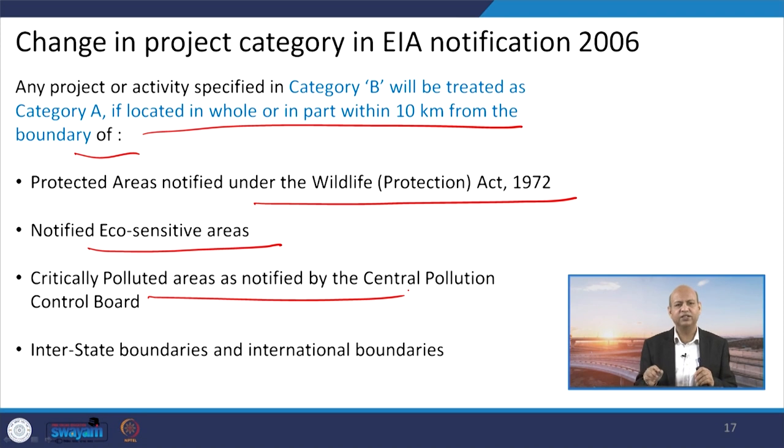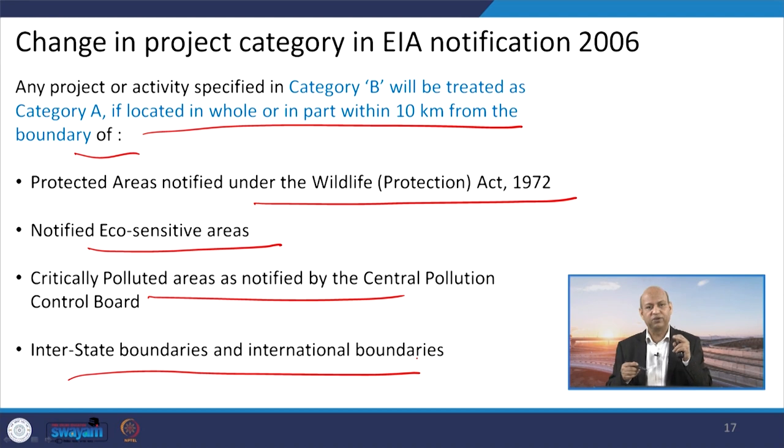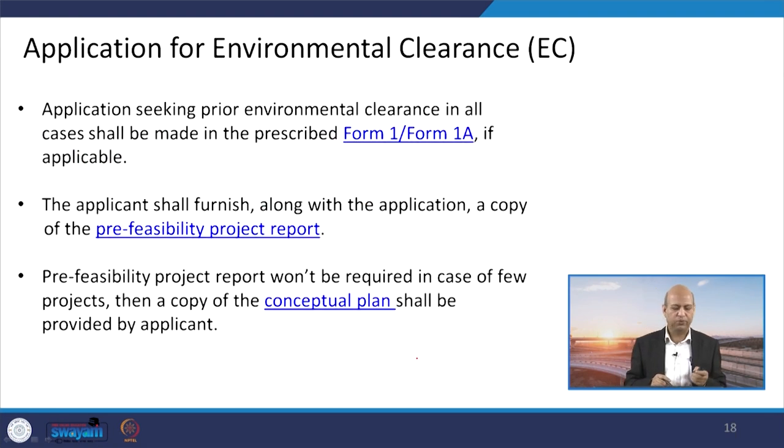Critically polluted areas as notified by the Central Pollution Control Board, there are certain industrial areas which are highly polluted, okay, so we do not need more projects there, otherwise they will add more pollution. So if within 10 kilometers of a critically polluted area, that will be treated as A, so more stringent rules and regulations will be applied. Interstate boundaries and international boundaries, so near, within 10 kilometers, again even if the project is small, that will be treated as a category A project, okay.